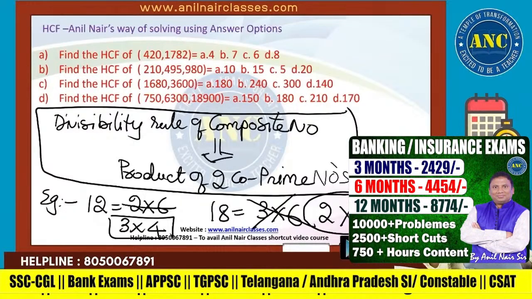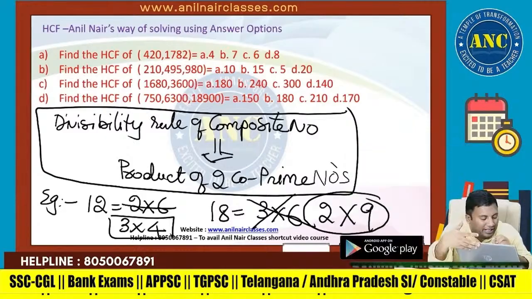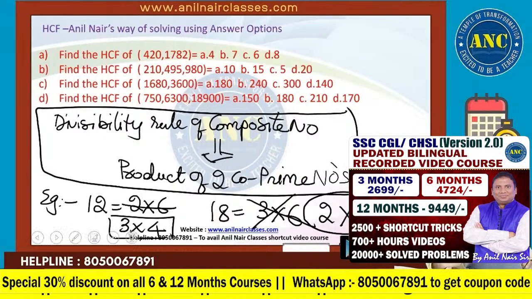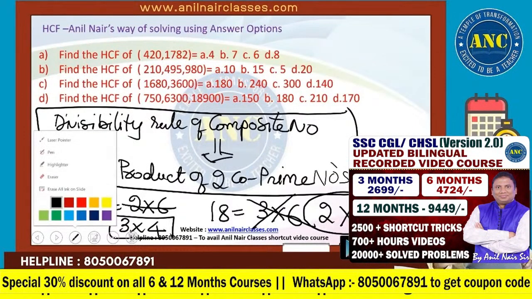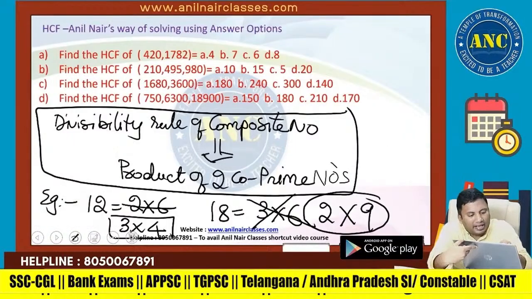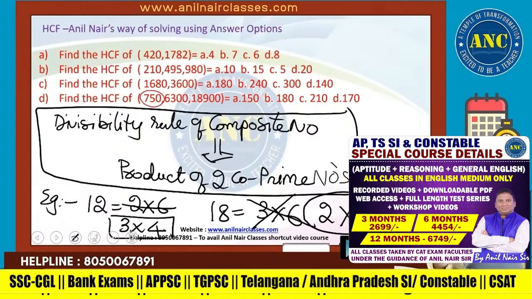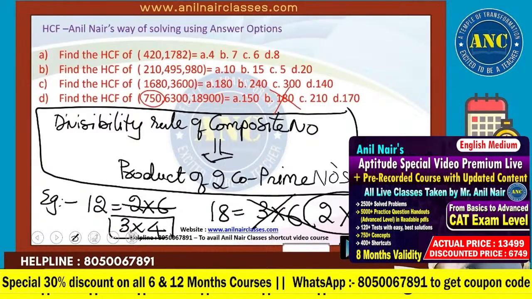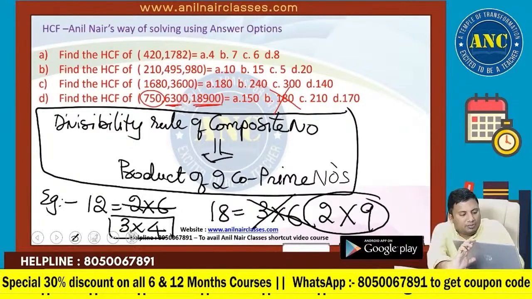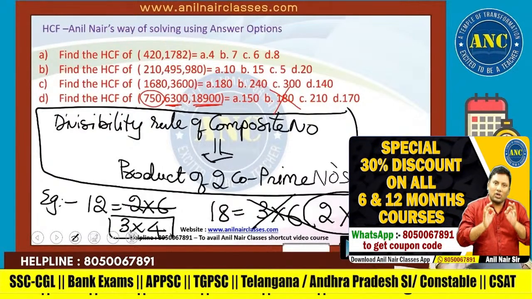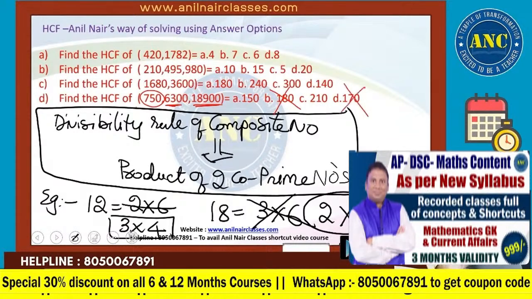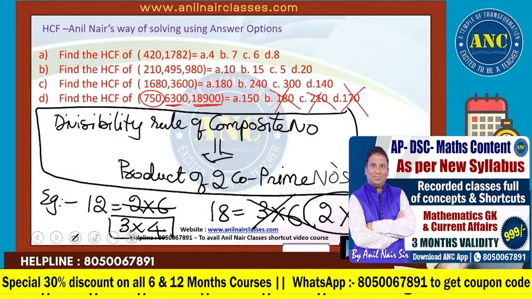Balaji, I am taking the 750 number. You are taking the 1890 number. This cannot be 180. 180 is divisible by 9, this is divisible by 9, this is divisible by 9, but 750 is not divisible by 9. 180 is out, 170 is out, 210 is out. 150 is the answer.